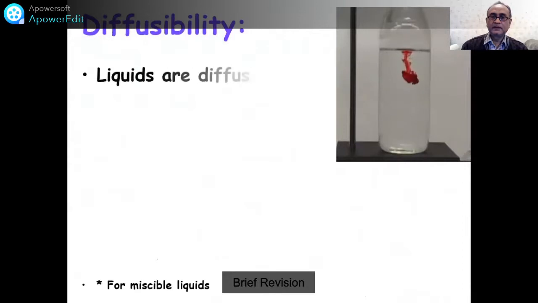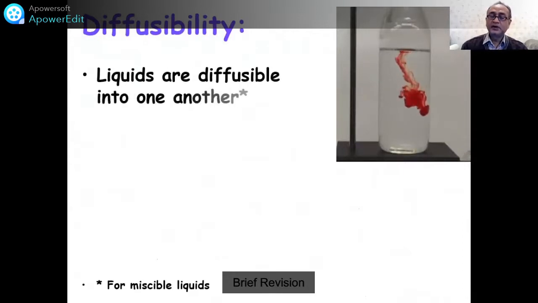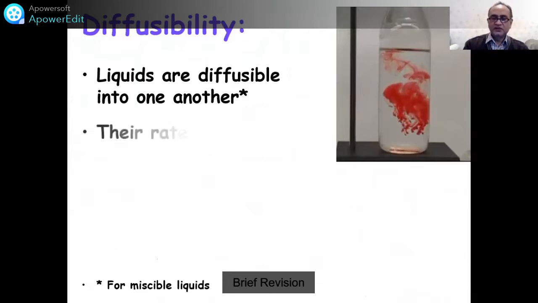What have we done? Diffusion. One of the characteristic properties of liquids, same nature liquids can diffuse one another. They are called miscible, like water and ink, or water and sugar syrup. They are diffusible. The rate of diffusion is slower than the rate of diffusion of gases.